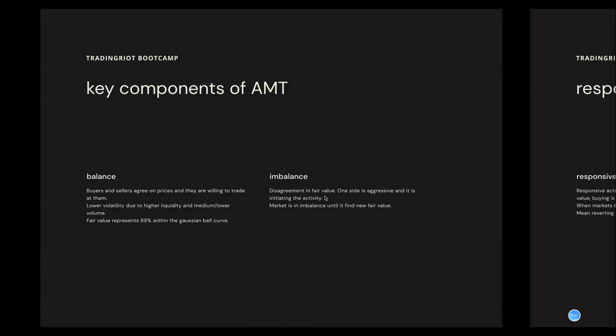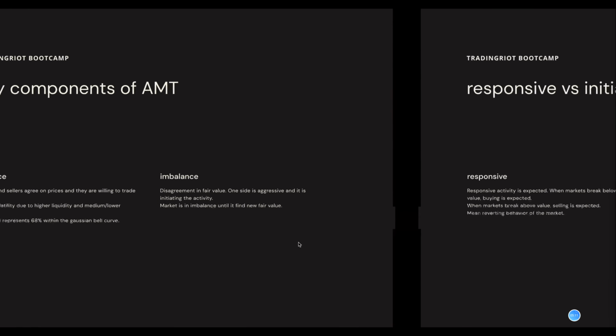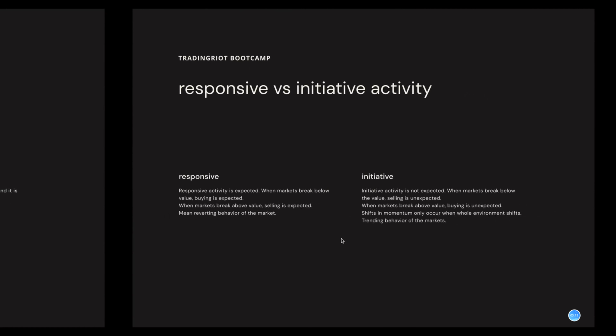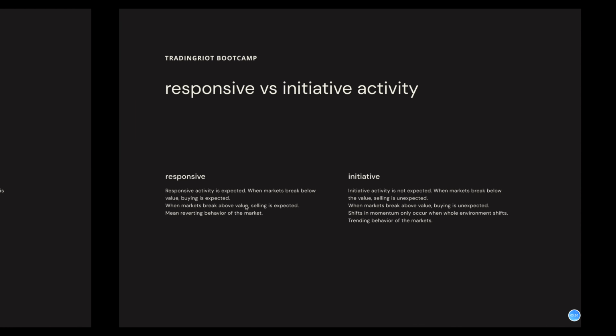The imbalance is disagreement in fair value, and one side is more aggressive and is initiating the activity. The market is in imbalance until it finds the new fair value. Okay, regarding responsive and initiative activity, responsive activity is expected. When markets break below value, buying is expected. When markets break above the value, selling is expected. Mean reverting behavior in the markets.